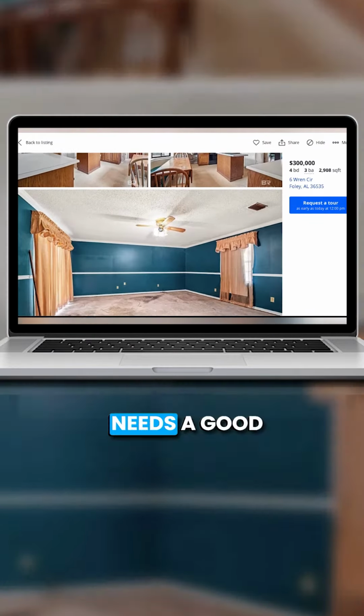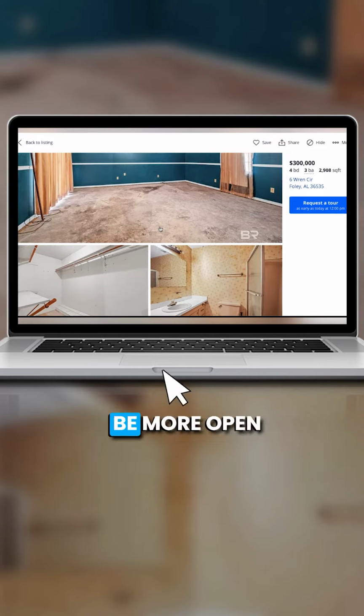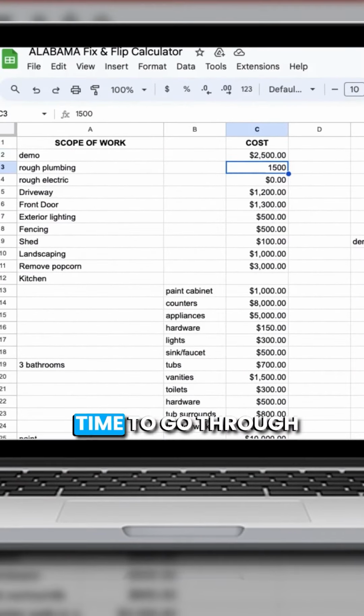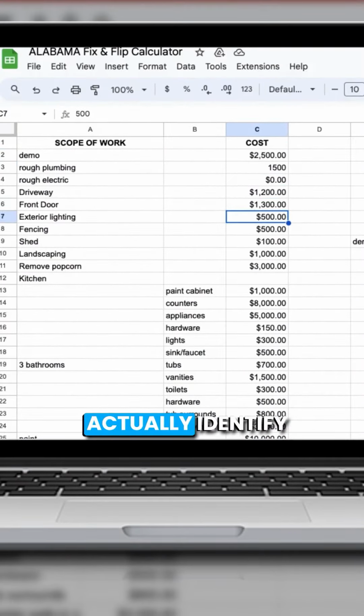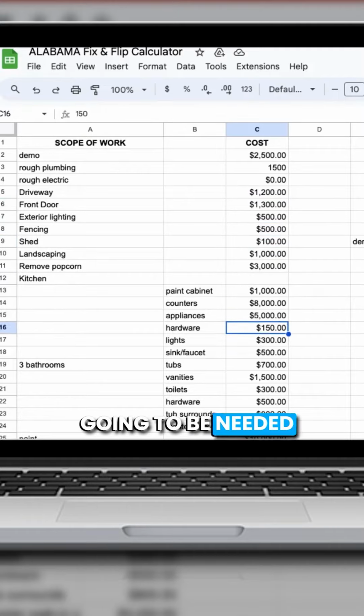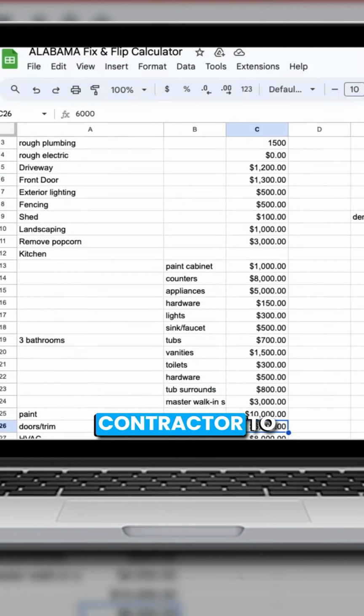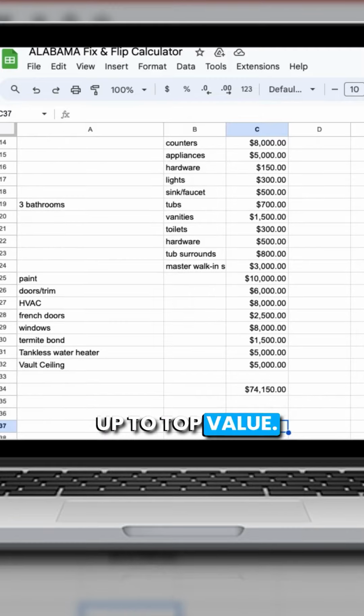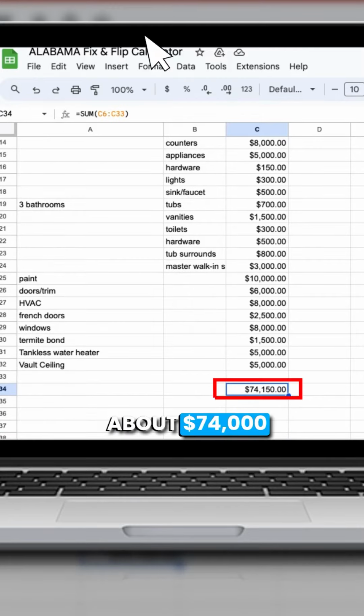And it looks like the property needs a good amount of work, which means they would probably be more open to a cash deal. Next, we set some time to go through the property and actually identify the amount of work that's going to be needed and get a price on it from our contractor to bring the property up to top value, coming up with a number of about $74,000 and change.